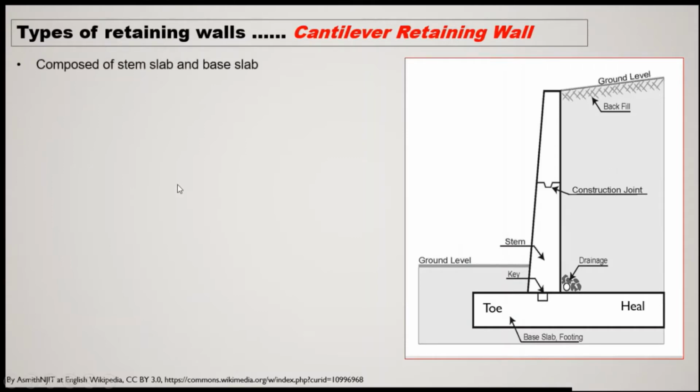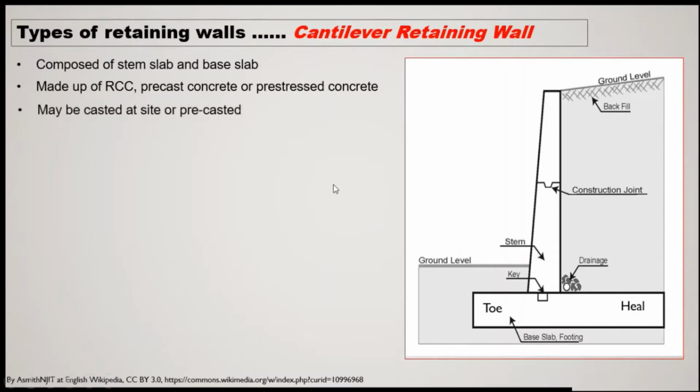Now the cantilever retaining wall, as I already told, is composed of the stem slab, this one, and the base slab. This type of retaining wall may be made up of R.C.C., precast concrete, or pre-stressed concrete. Construction can take place at site, or some precast components can be assembled at site. So that means precasting as well as casting in situ, both types of construction are possible.